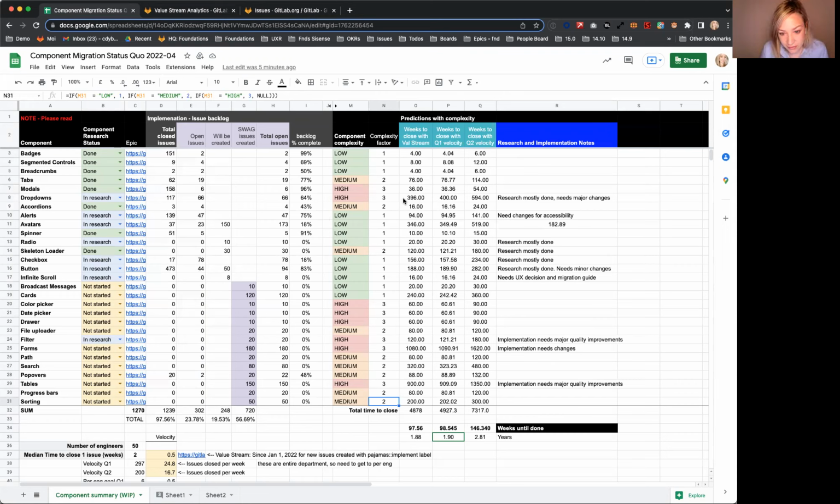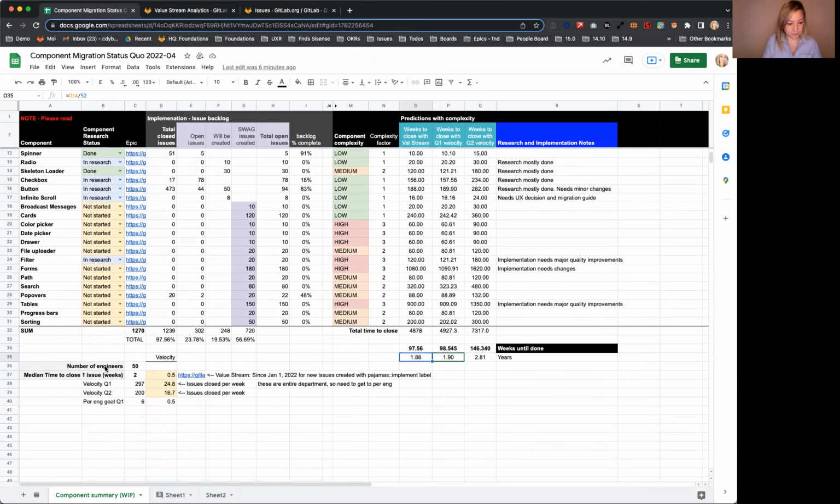So moving on to that, given that we know how many open issues there are and the complexity factor, I've modeled 3 different ways to determine the total time to close all of the issues that we have here. The first one, I used our value stream metric, and you can see down below is where I'm kind of doing the math on some of these.